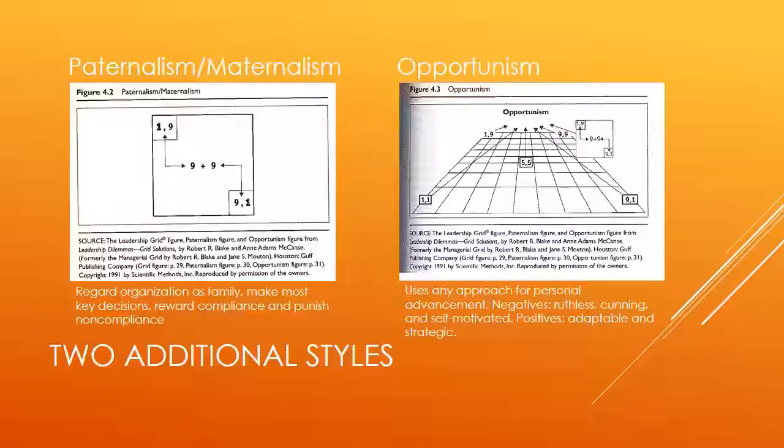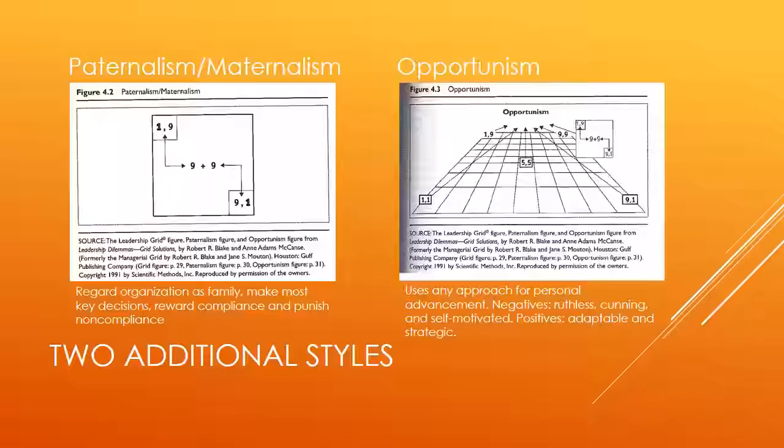Opportunism, on the other hand, refers to a leader who uses any combination of the basic 5 styles for the purpose of personal advancement. An opportunistic leader will adapt and shift his or her leadership style to gain personal advantage, putting self-interest ahead of other priorities. Both the performance and the effort of the leader are to realize personal gain. Some phrases used to describe this style of leadership include ruthless, cunning, and self-motivated, while some could argue that these types of leaders are adaptable and strategic.